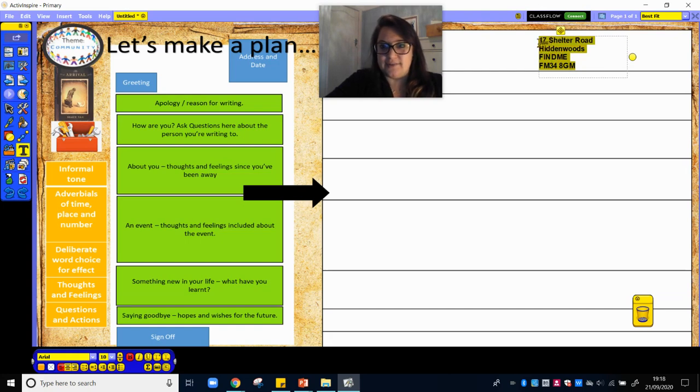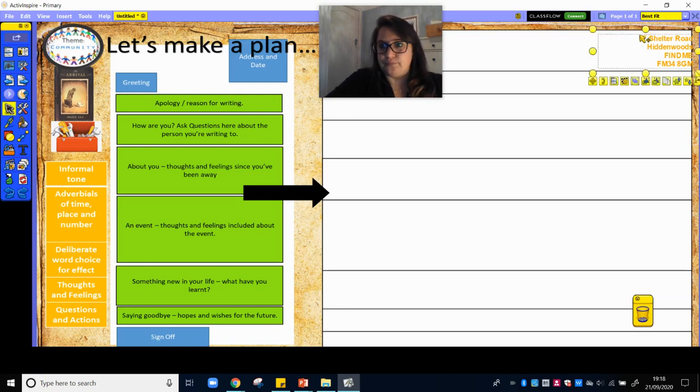Doesn't matter at the moment, but we can make sure that we have got that in there. Now, at the moment, mine is left aligned, so I just need to change my aligning. There it is. And then I can move that over to that corner. Perfect. So I've come up with my address. I don't need to spend long on it.